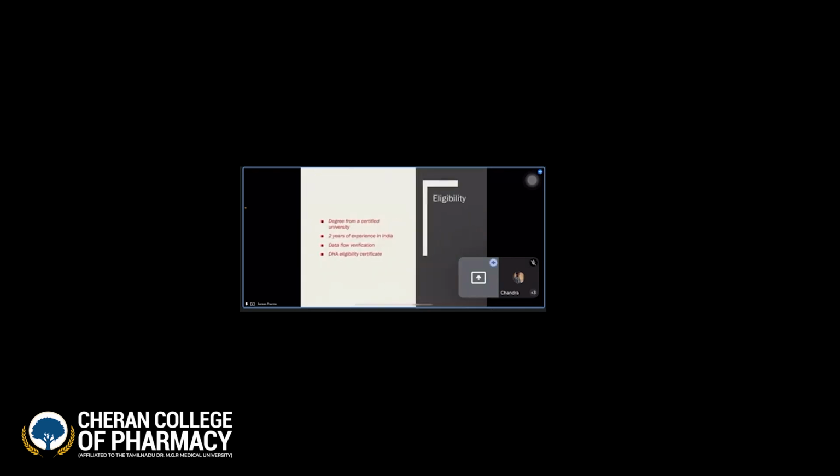So what's the eligibility? In the previous slide, I said that there are some eligibility criteria for working as a pharmacist in Dubai, right? So what's the eligibility criteria for becoming a pharmacist in UAE? Not only in Dubai, the provision is also available in the UAE. So the first thing is to take a degree from a certified university. Why is it a certified university?